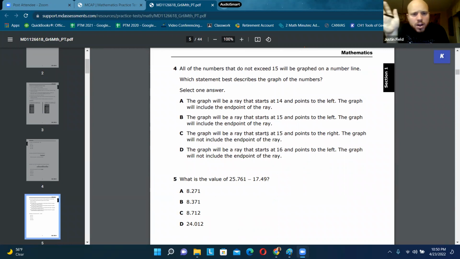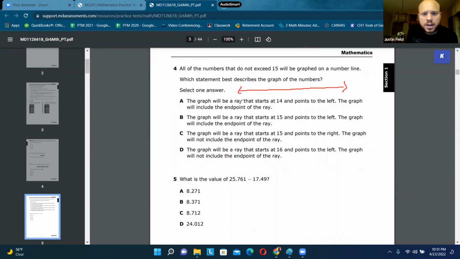Moving on. All of the numbers that do not exceed 15, all right, everything less than 15, will be graphed on a number line. Which statement best describes the graph of the numbers? Well, hey, let's draw a picture.